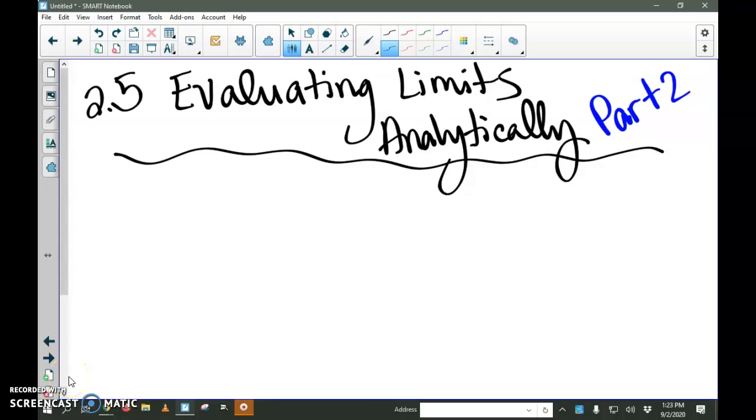All right, Hassler's back, part 2, 2.5, evaluating limits analytically. Today we're going to do more with the manipulation, and it's slightly more difficult manipulation than what we were doing by just factoring. So when you're evaluating limits by substituting numbers in, if you end up getting that indeterminate answer, 0 divided by 0, you have some manipulation of the function to do.